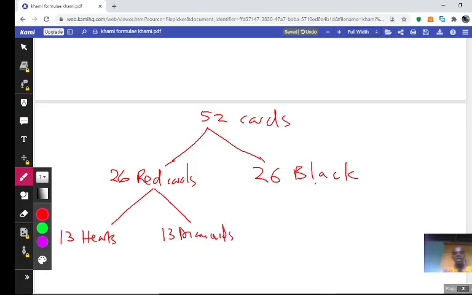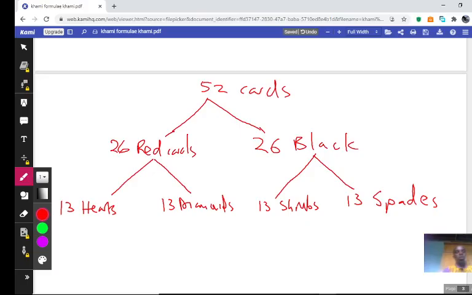13 diamonds. Then the 26 black cards are also divided into 2: we have 13 clubs and 13 spades. Then on all these cards, we have an A, usually called an ace.